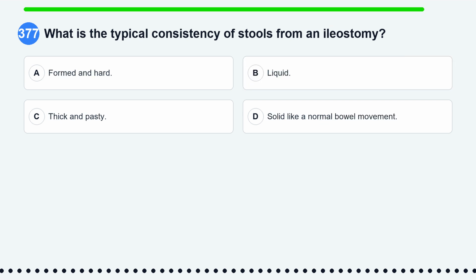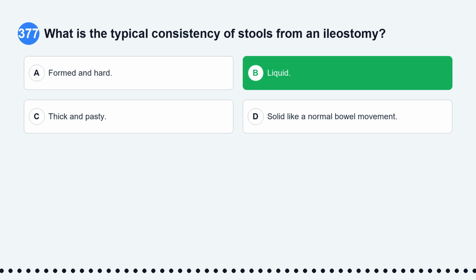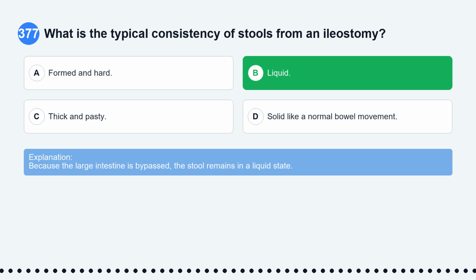Question 377. What is the typical consistency of stools from an ileostomy? Option A, formed and hard. Option B, liquid. Option C, thick and pasty. Option D, solid like a normal bowel movement. The correct answer is option B, liquid. Because the large intestine is bypassed, the stool remains in a liquid state.